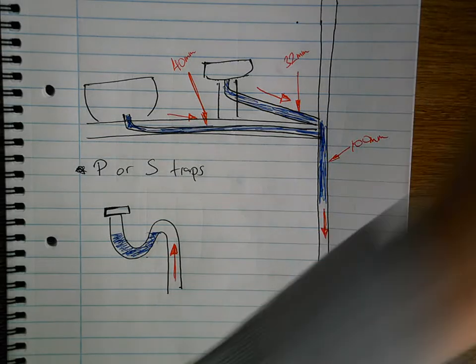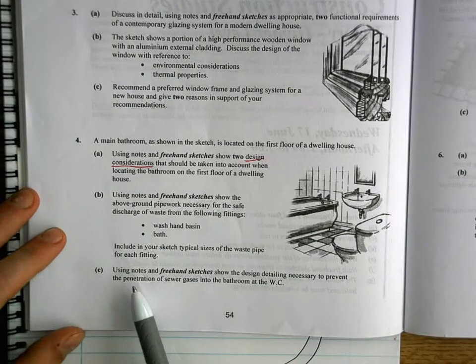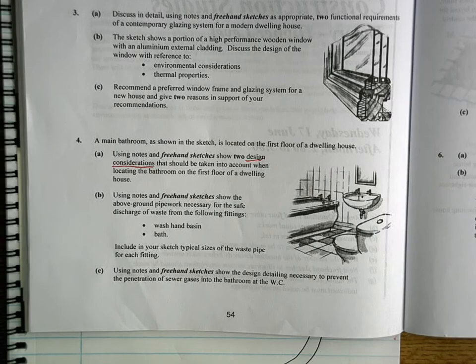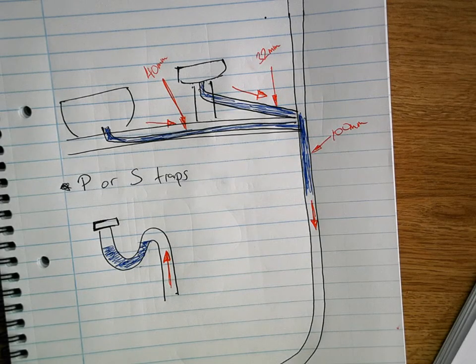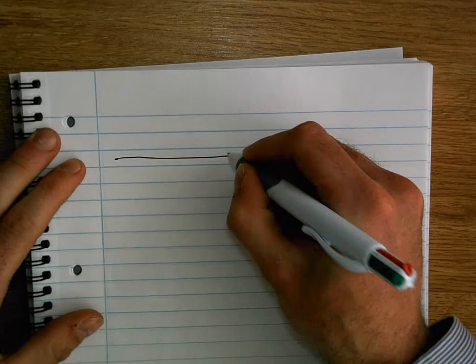Part C of that question, the last part. Again, using notes and sketches, they want us to show the design detailing necessary to prevent the penetration of sewer gases into the bathroom at the WC. The WC is your toilet. Right, so for preventing gases coming into a toilet, what you want to do is, we mentioned already, the P or the S trap. So we'll draw a cross section of our toilet.